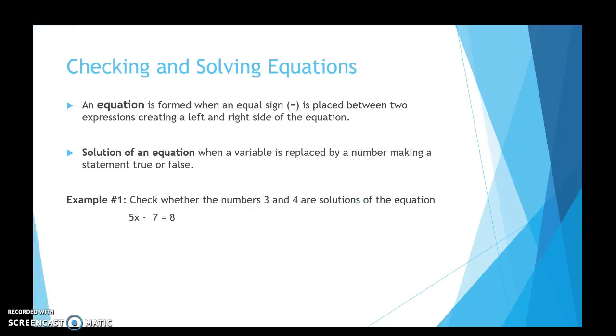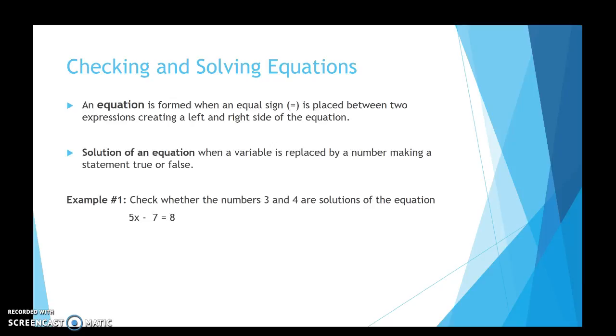So when we're working with an equation, this is when an equal sign is placed between two expressions, creating a left and right side of the equation. So if we look at our example here, we have 5x minus 7 equals 8. This is an equation because of the equal sign, there is a situation happening on the left and the right side of the equal sign. And then we have what's called here solution of an equation, where a variable is replaced by a number making a statement true or false.